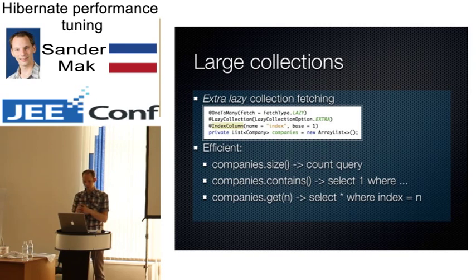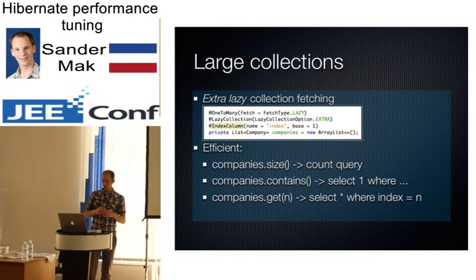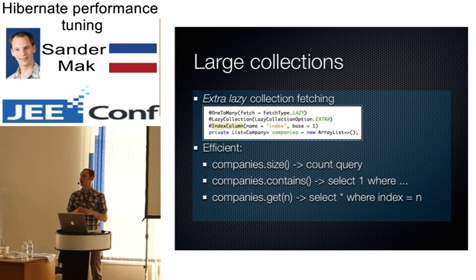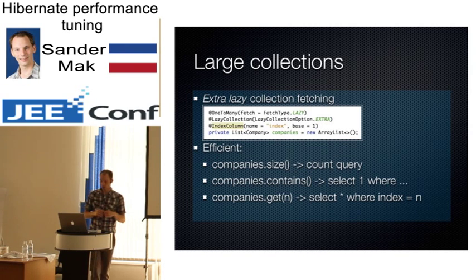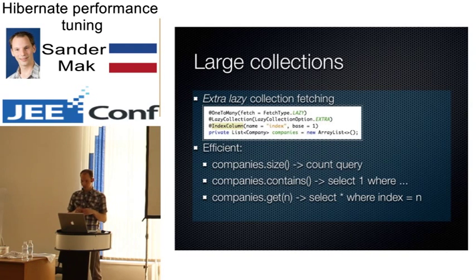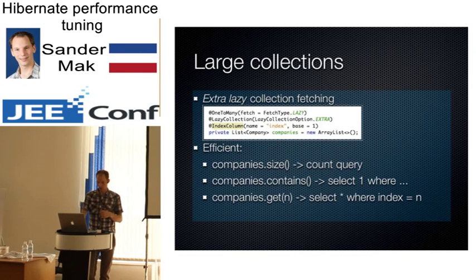If I would do a contains call on this collection, it would do a select one and do the actual comparison in the database with the appropriate where clause. And the same for getting a certain company at a certain index in this list. So that's what the index column annotation is for. So that's a nice thing to keep in mind. But of course, once you really need to loop through these companies, it will retrieve them all again as well, like it would with a normal lazy collection.